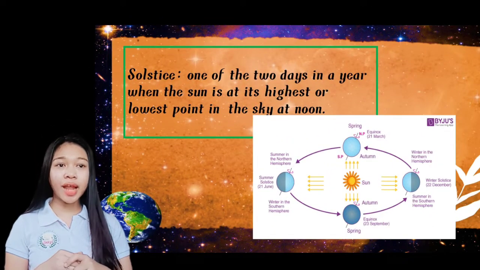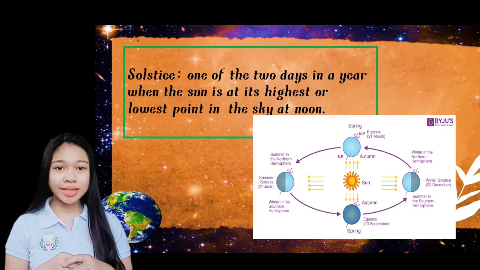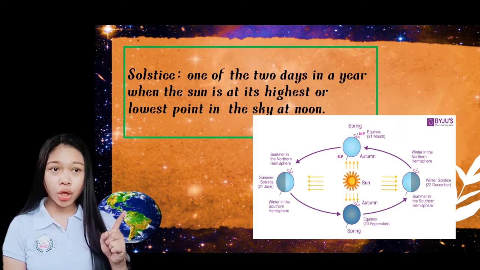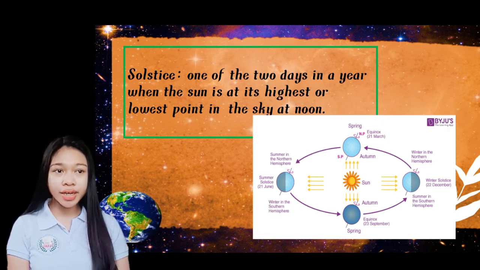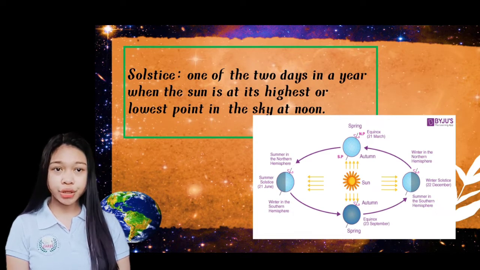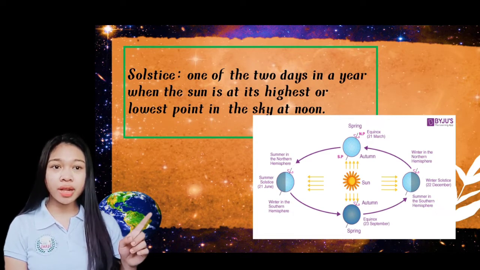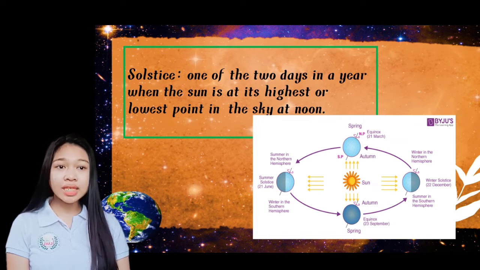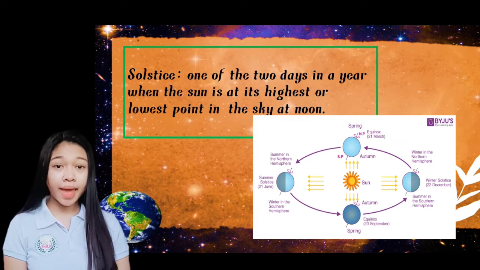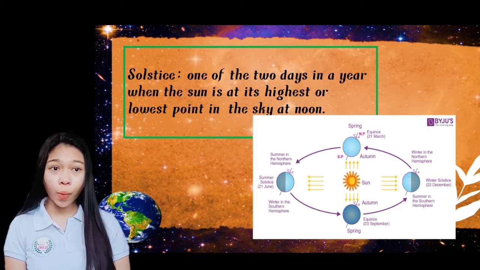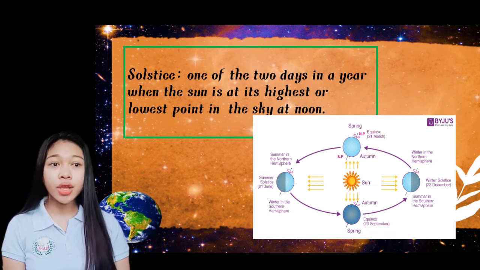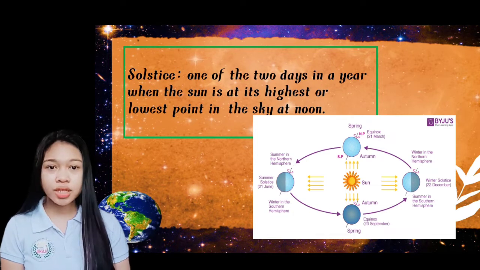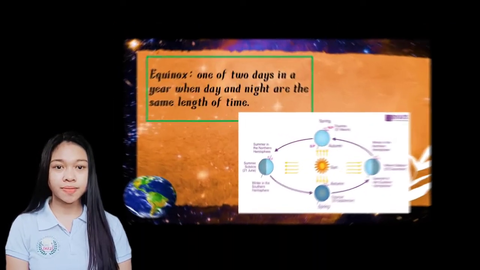And now, let's proceed to the next topic, the solstice. A solstice occurs when the sun appears to have reached its farthest northern or southern excursion in the celestial sphere relative to the celestial equator. And annually, the solstice occurs on June 21 and December 21. And also, the solstices are used to determine the seasons in the different countries.